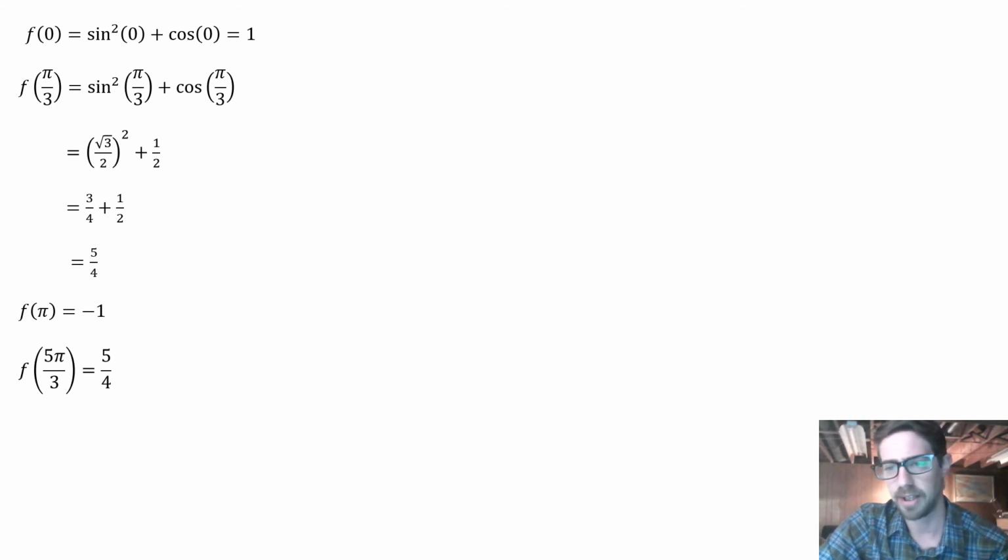At 5 pi over 3, the math turns out exactly the same as it did with pi over 3, right? And look at the graph, they're even. The same thing happens there. So there's another max there at 5 pi over 3. And then f of 2 pi is the same thing as f of 0. So it's just 1.